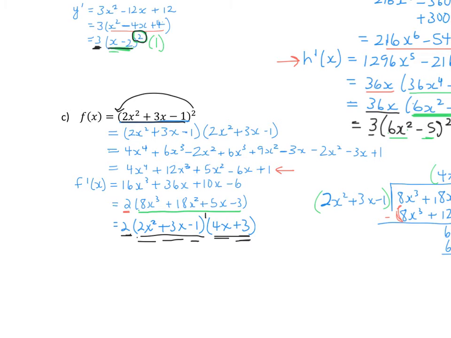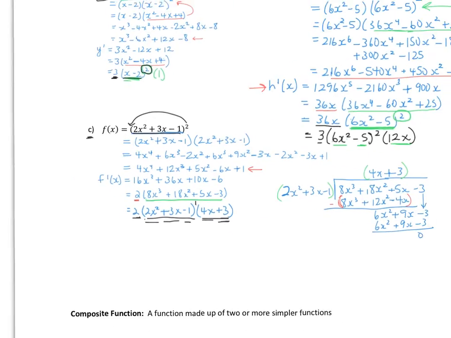Our chain rule is when we have a composite function. So f of x in part C here, and in fact A and B as well, can be written as the composition of two smaller functions. And when we do that, we take the derivative of the outer function at the inner function times the derivative of the inner function. So that's where this is heading here.